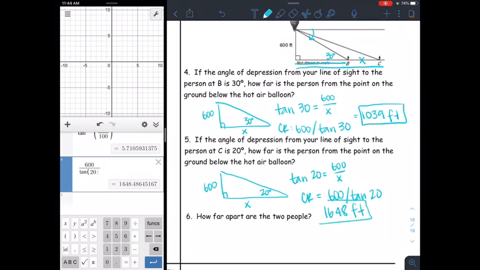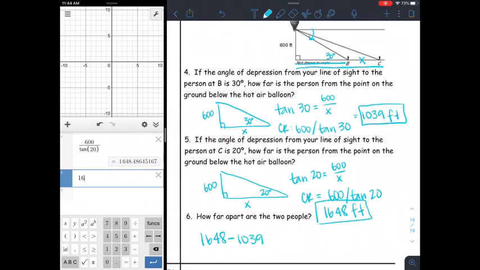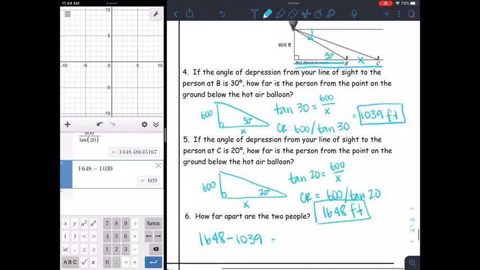And now we're going to just subtract those two. 1648 minus 1039 is 609 feet.